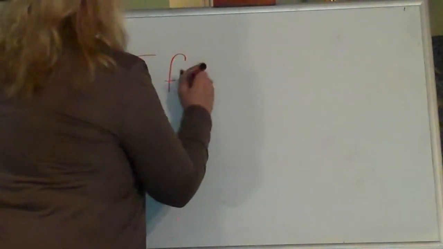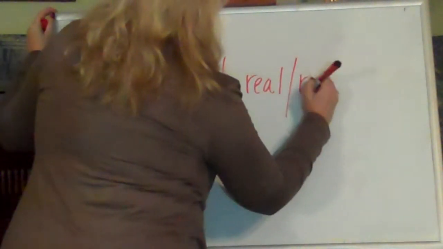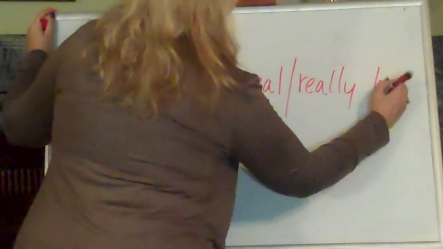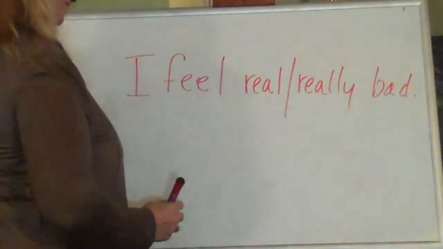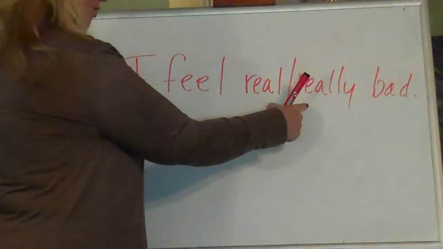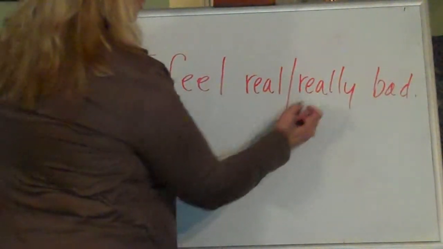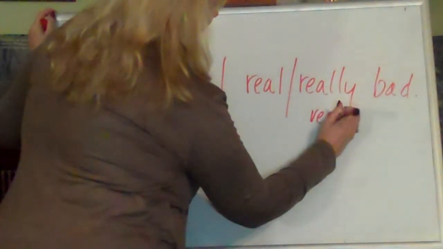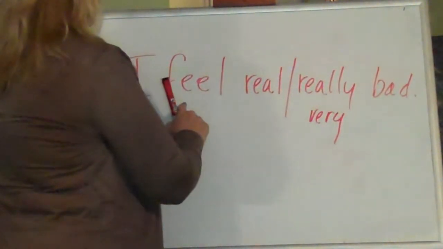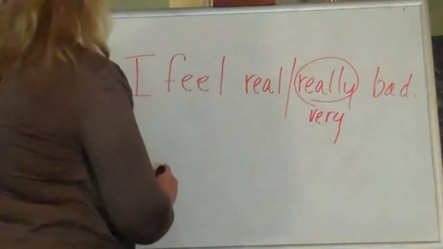Let's see, what are some other things? What if I said something like, now this is a different kind of a sentence, but what if I gave you the choice of real or really, and then I gave bad, okay? How do you know when to use these? Well, this one is an adjective, this one is an adverb, okay? So what you have to decide is how it's being used. In this case, really means the same thing as very, right? So if that works, if I can say I feel very bad, then my correct answer is really, okay?